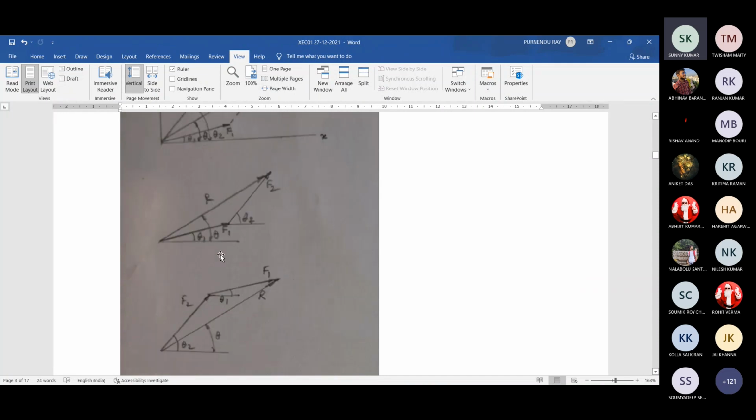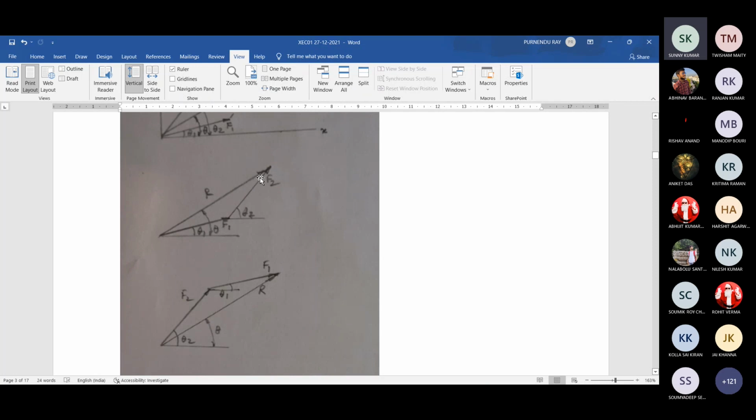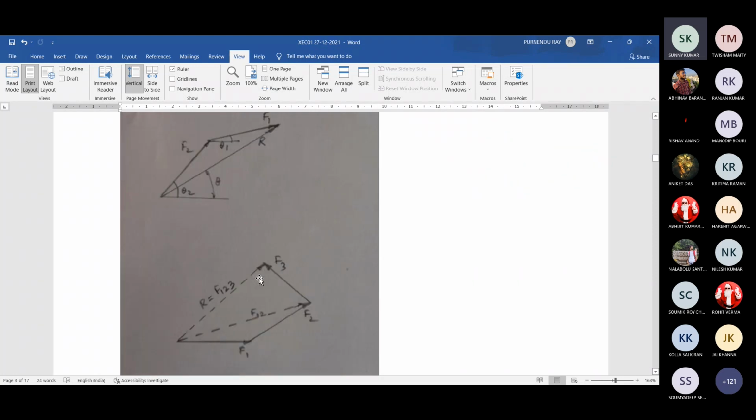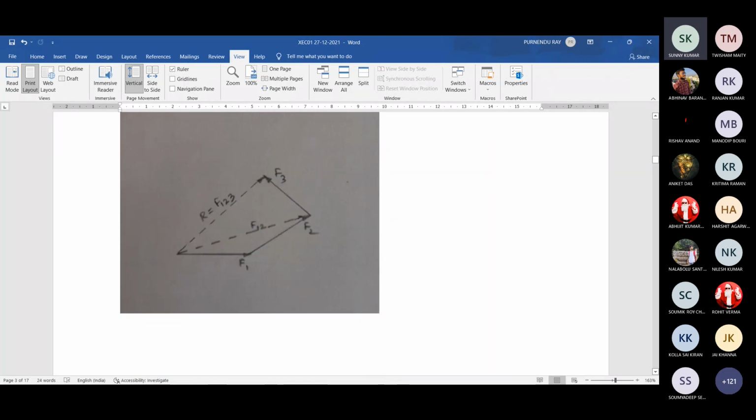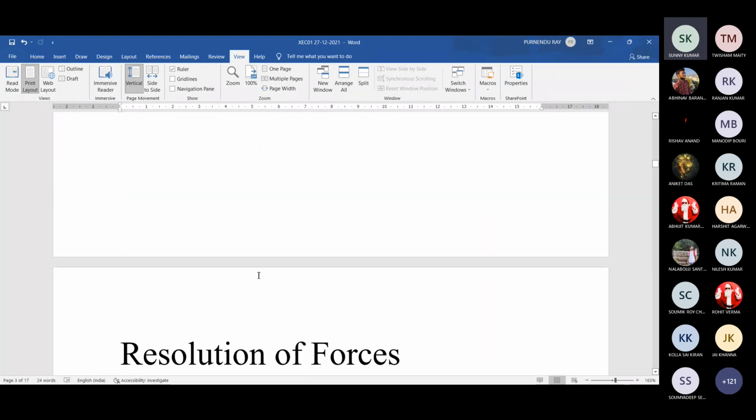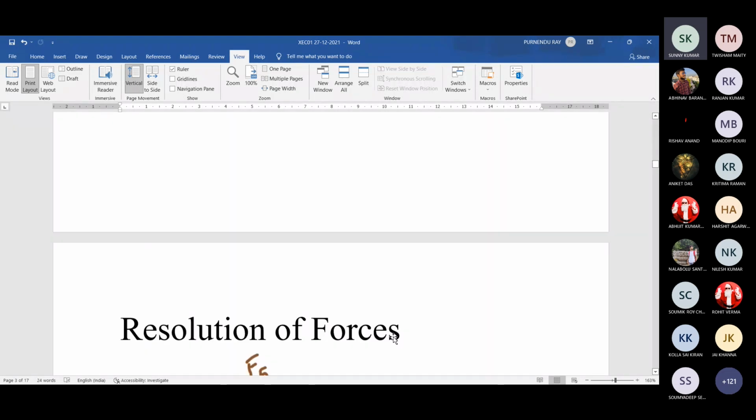Instead of this parallelogram, it is a triangle. The triangle may be F1 plus F2, or by commutation F2 plus F1, etc. For more number of forces, gradual vector addition, etc. Now, this is resolution of forces. We discussed it in our previous class.